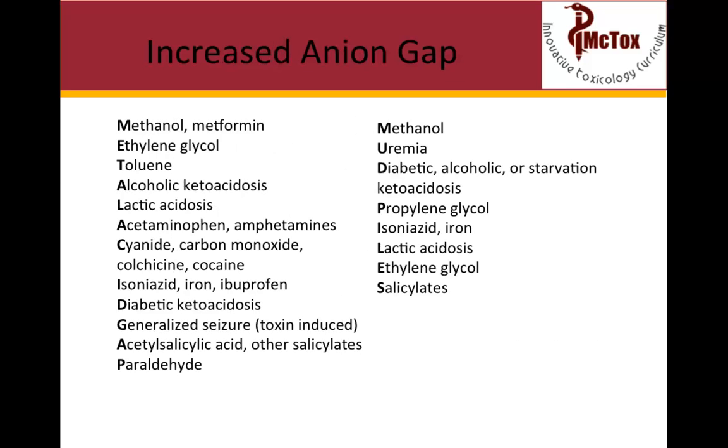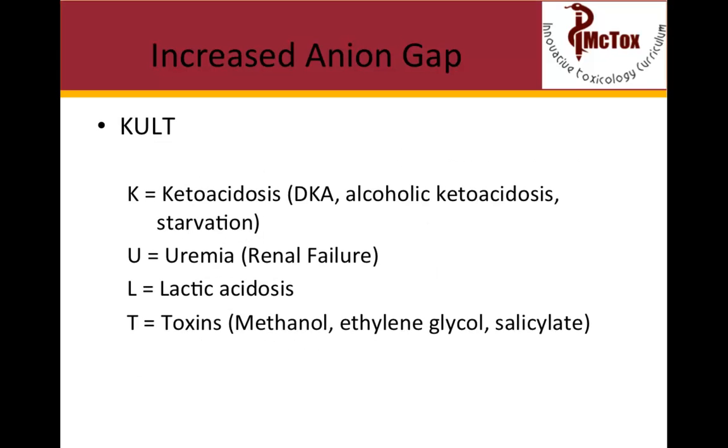There are a number of mnemonics to help remember the causes of an elevated anion gap metabolic acidosis. The most common ones are MUDPILES, or KULT. Some people may find it easier to think of the causes of an elevated anion gap metabolic acidosis using the mnemonic KULT, where K stands for ketoacidosis, from DKA, alcoholic ketoacidosis or starvation ketoacidosis.